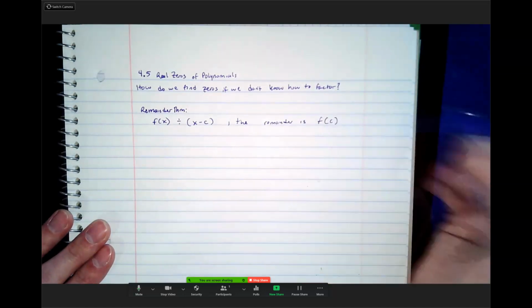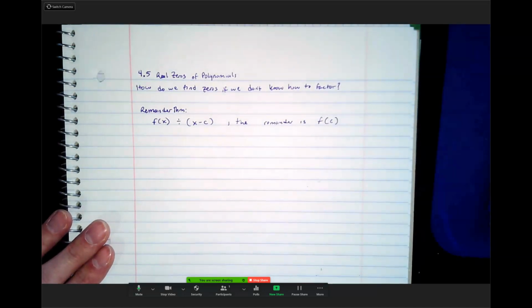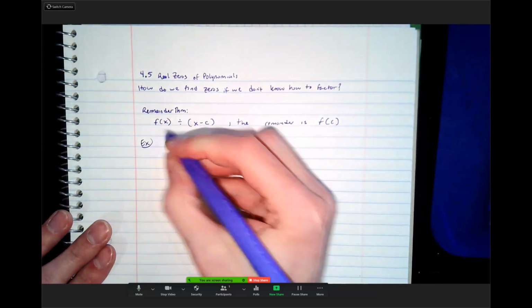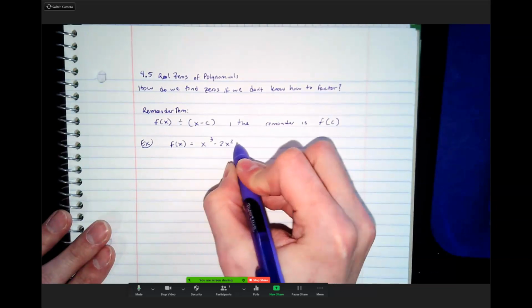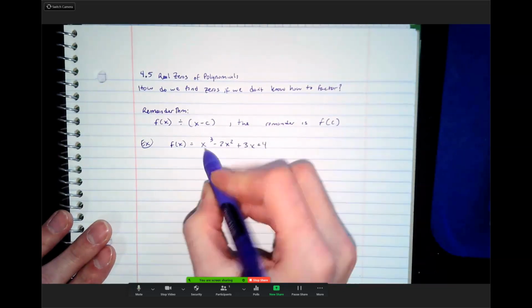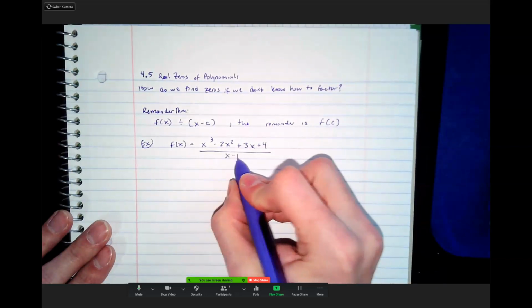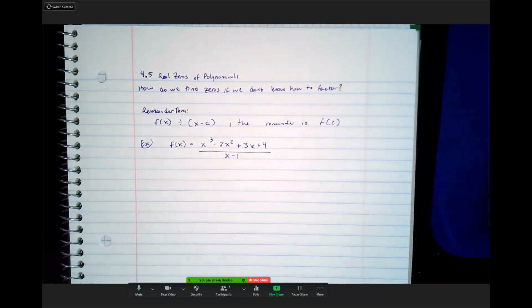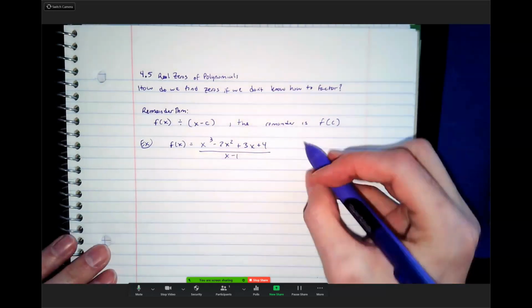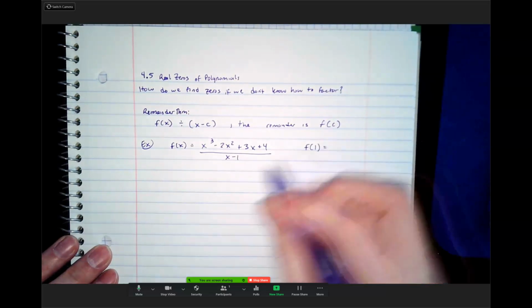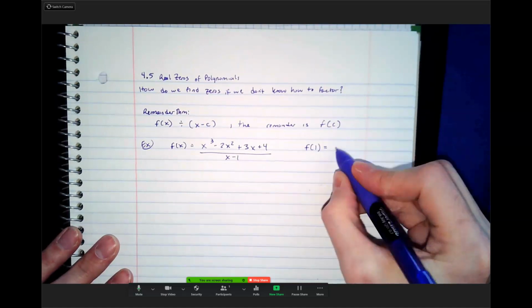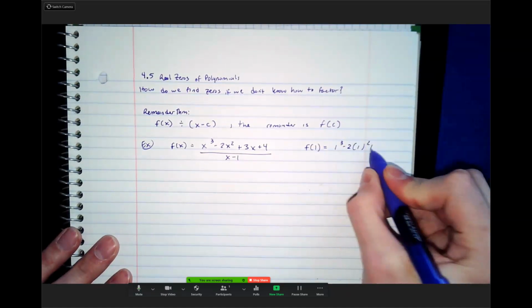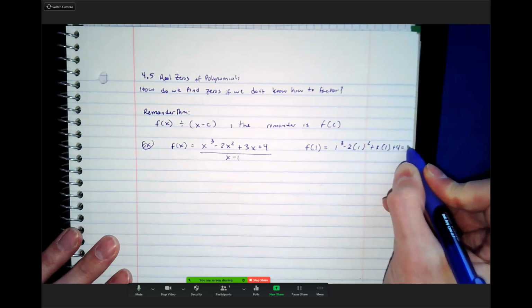is f of c. So a quick example of this is, if you have f of x equals x cubed minus 2x squared plus 3x plus 4, and you divide that by x minus 1, how can you quickly tell what the remainder is without having to do long division, without having to do synthetic division? You were just going to do f of 1, the zero, I guess, of the factor in the bottom. So we would do 1 cubed minus 2 times 1 squared plus 3 times 1 plus 4, which is 6.